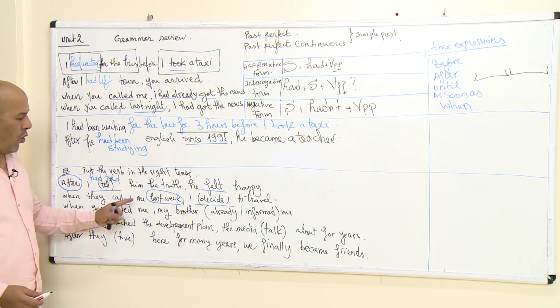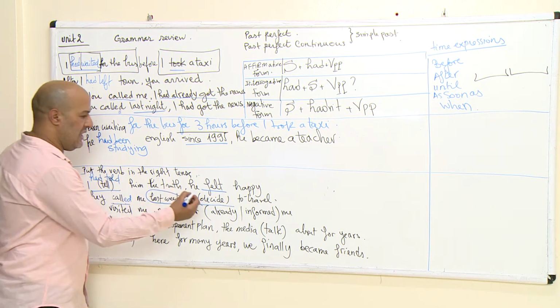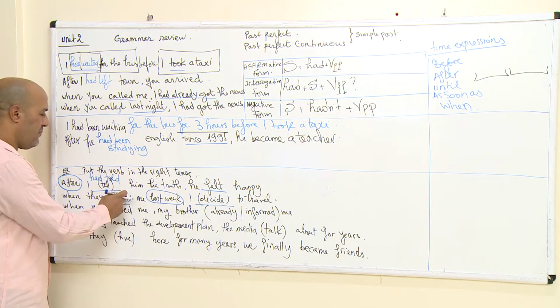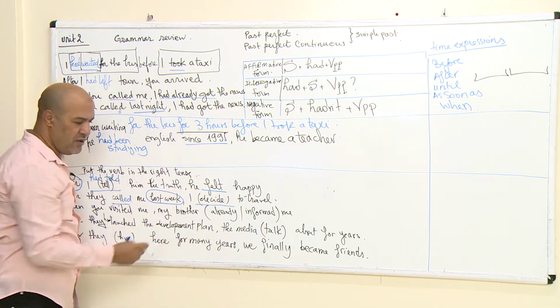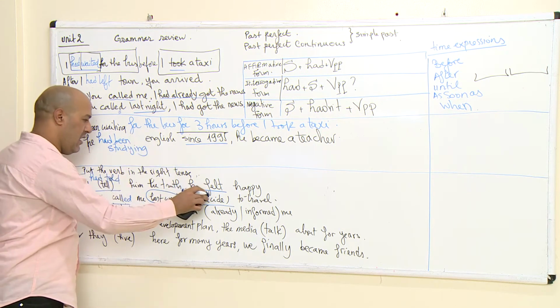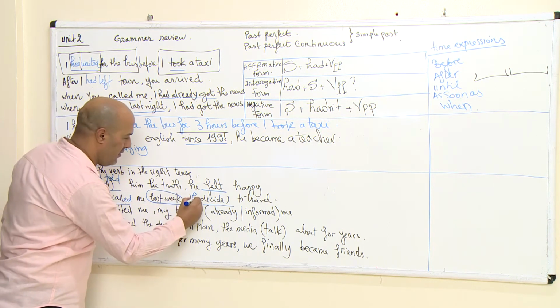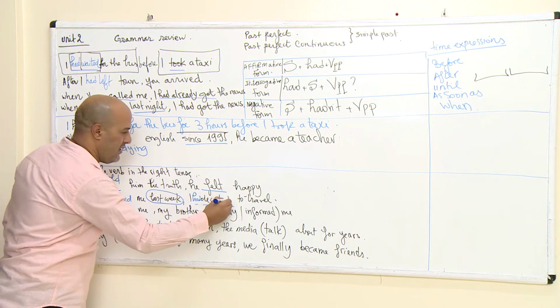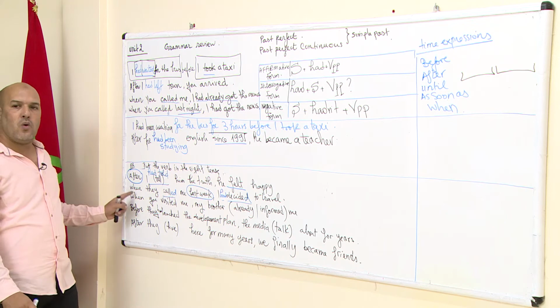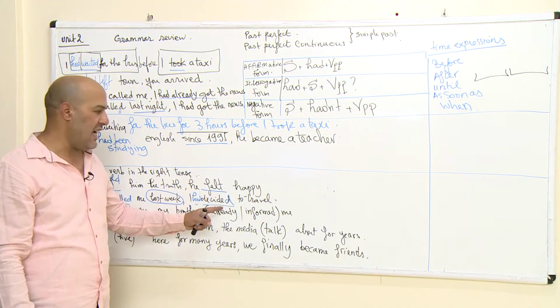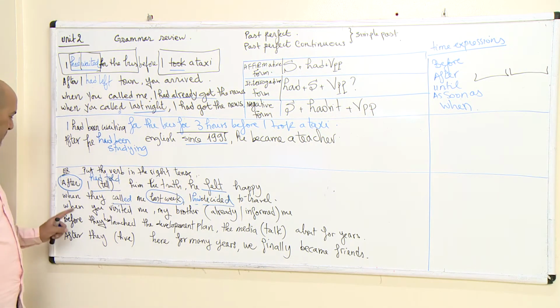So when they called me last night, I decided. So here is the simple past. The rest is the past perfect. So I will say I had decided, and my sentence will be: when they called me last night, I had decided to travel.